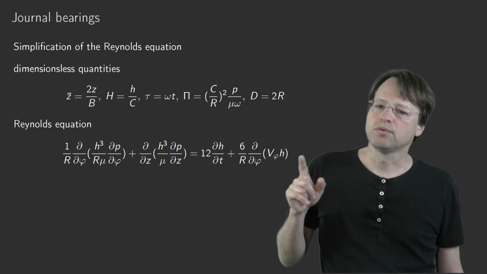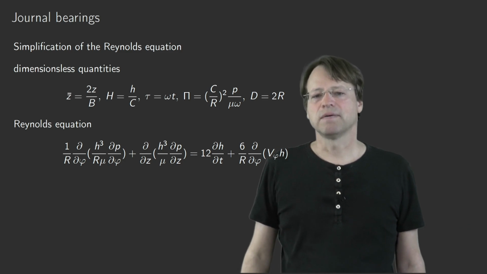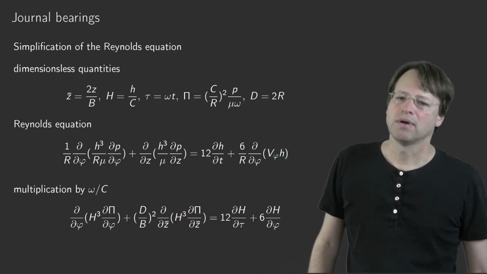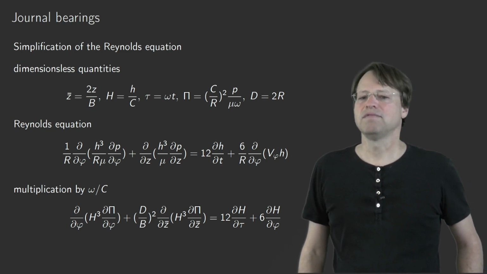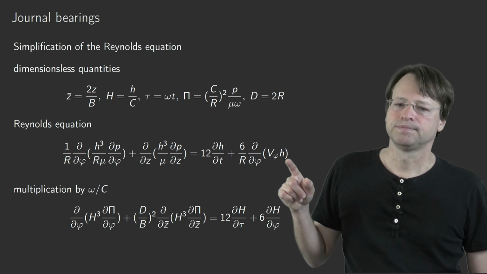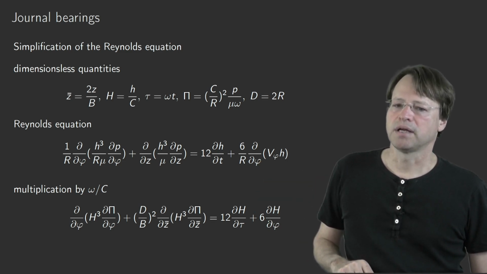So before we do this, we multiply the Reynolds equation by omega and divide it by c. And what we get is the following. Well, maybe we start at the very end of the right-hand side of that equation. We do have here 6 divided by r.